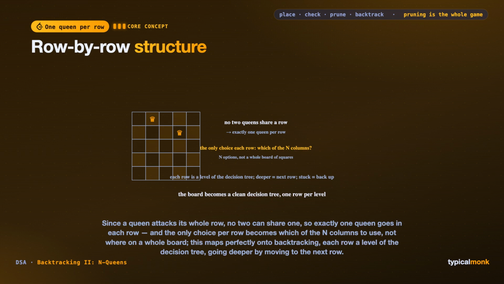So the takeaway: because no two queens can share a row, exactly one queen goes in each row, so you solve row by row, and the choice at each row is simply which of the n columns to place its queen in, turning the board into a clean decision tree with one row per level.